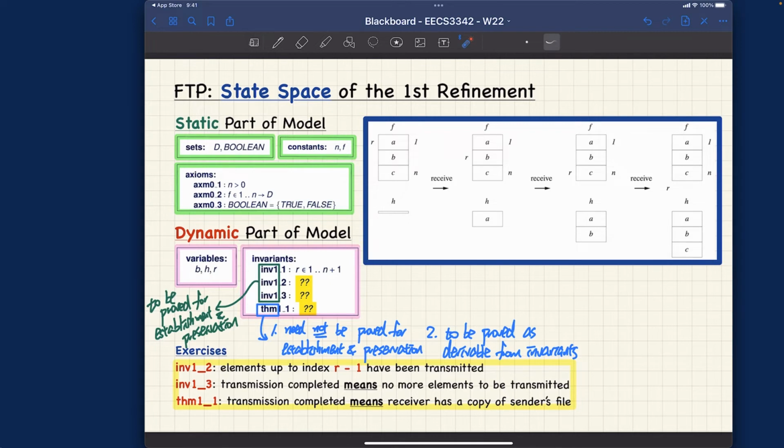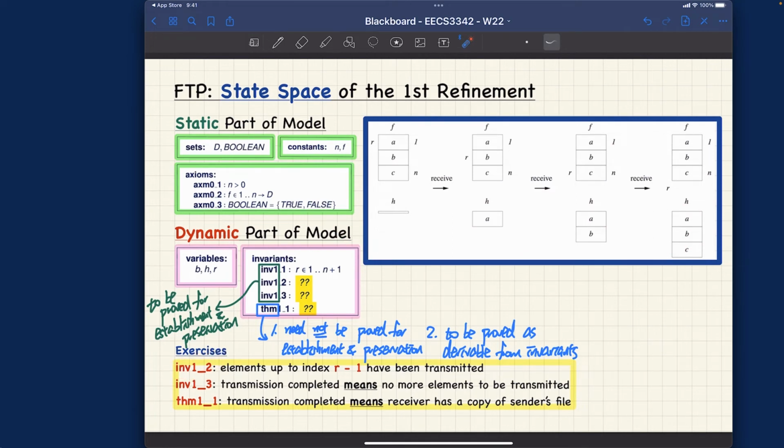Okay, let's now do the exercise together. Invariant number 2 would be 1, 2: elements up to index r-1 have been transmitted. This one seems a little bit odd because all of a sudden I'm talking about this particular condition, but it's not actually quite natural based on the concreteness that we spoke about earlier. Let me try to give you a little bit of intermediate context over here, so it'd be much easier for you to do this exercise.